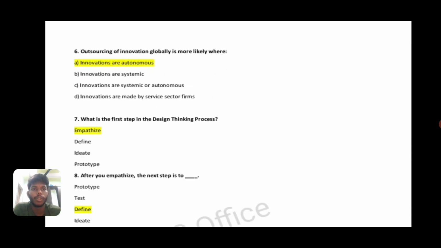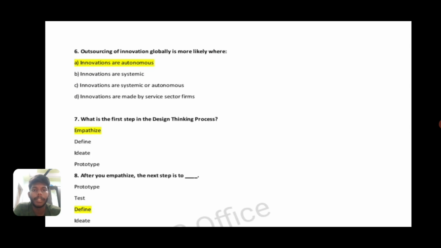Outstanding of innovation globally is more likely where? Option A, innovations are autonomous, innovations are systemic, innovations are made by service sector firms, innovations are autonomous.